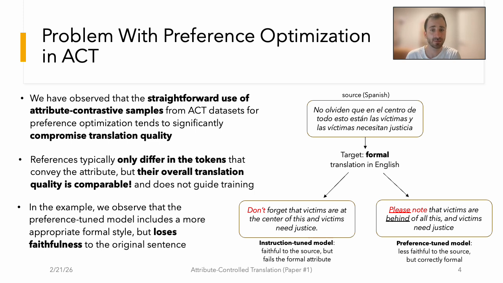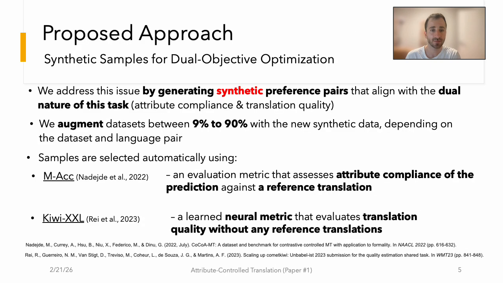However, in our early experiments, we have observed that the straightforward use of contrastive samples from typical ACT datasets significantly compromises translation quality. As shown before, training references often only differ in a couple of tokens, but their overall translation quality is comparable. The model learns to overuse those tokens, but not what faithful translation is. To address this issue, we propose to generate synthetic preference pairs that align better with the dual nature of the task, which is simultaneous attribute compliance and translation.